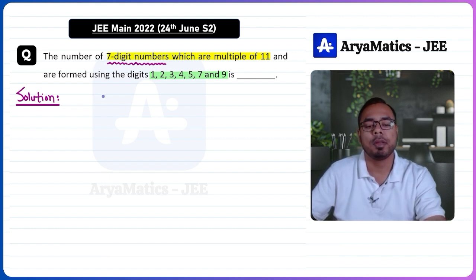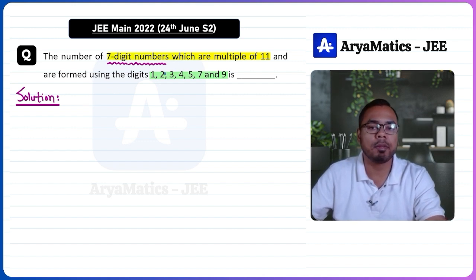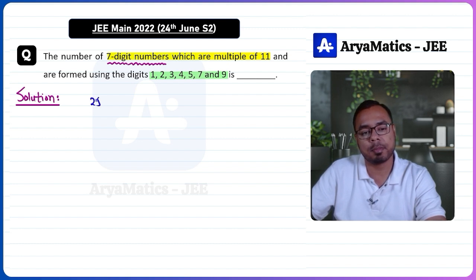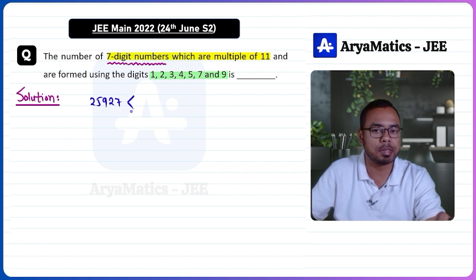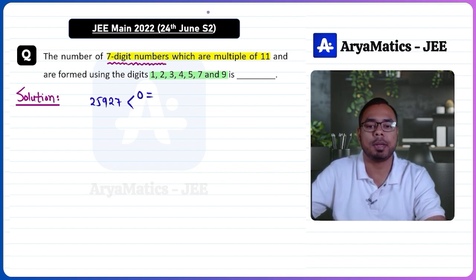First of all, the condition for a number to be divisible by 11 is that the difference of the sum of digits at odd places and the sum of digits at even places is a multiple of 11. For example, take the number 25927 and check whether it is a multiple of 11. First find the sum of digits at odd places. At odd places we have 2, then 9 and then 7. The sum of these three digits will be 9 plus another 9, that is 18.